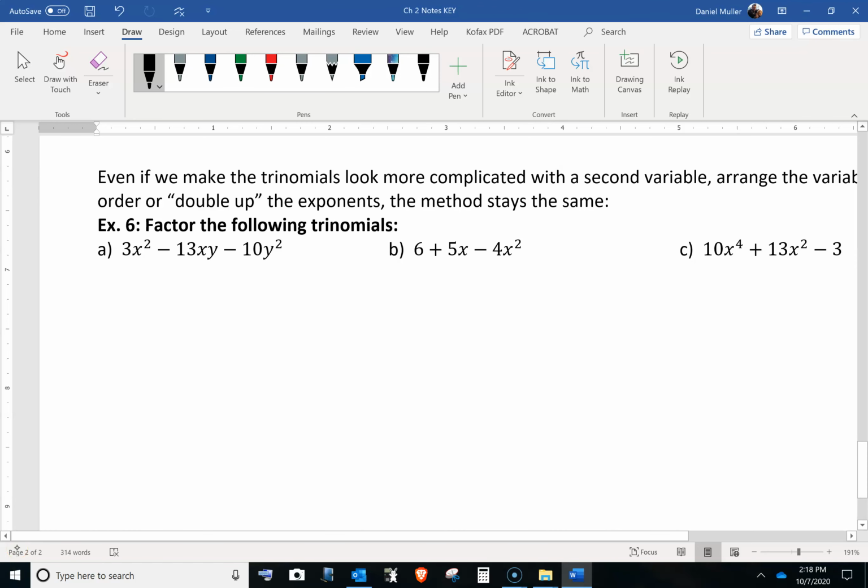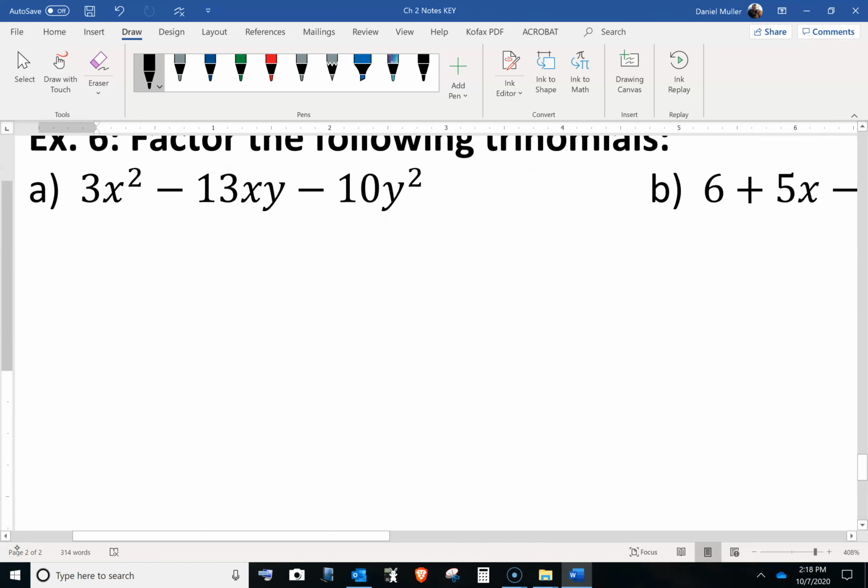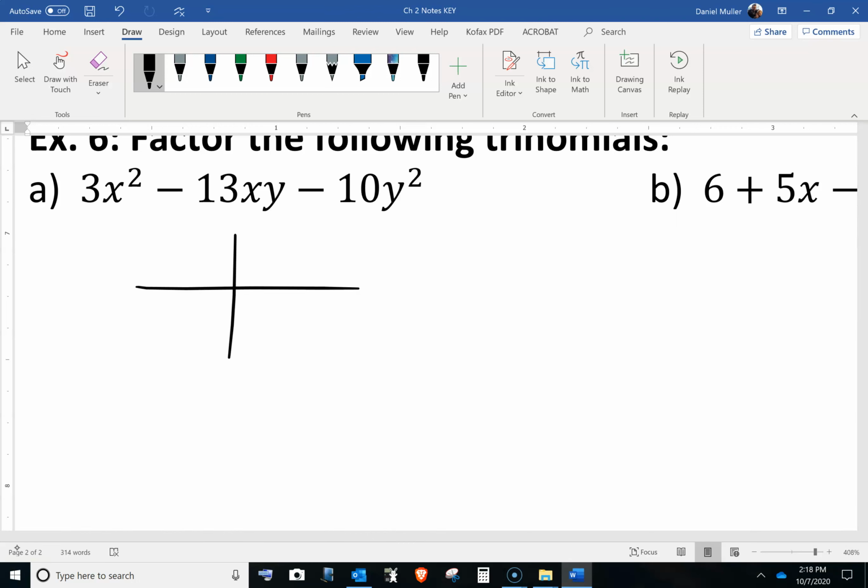Okay, let's keep going here. These look a little different because they now have some y's. But the reason I like this method is that it doesn't change anything. So the left side still needs to multiply to the left. So I'm going to do a 3x and a single x, because if you multiply, a 3x times x is a 3x squared.